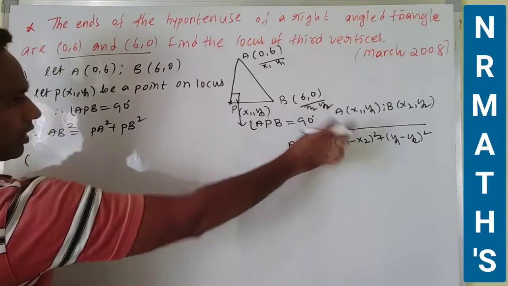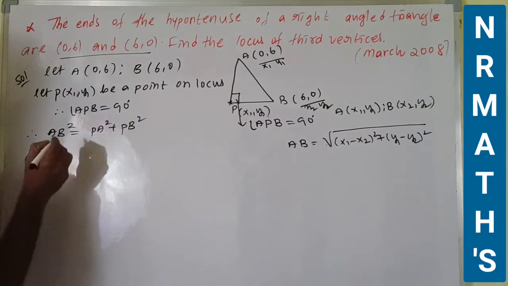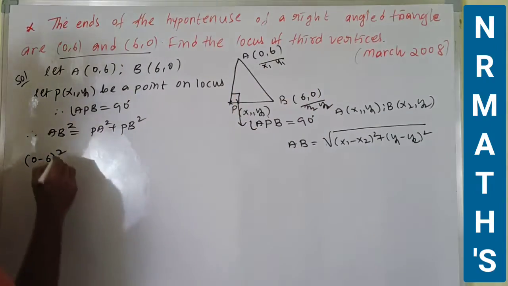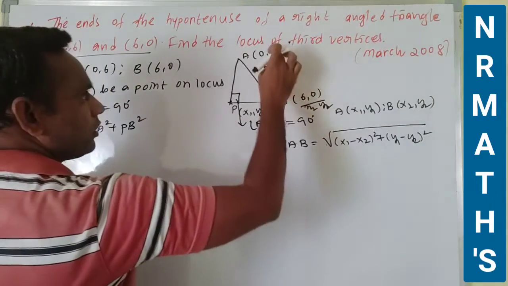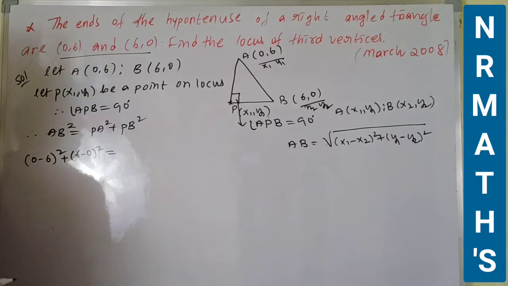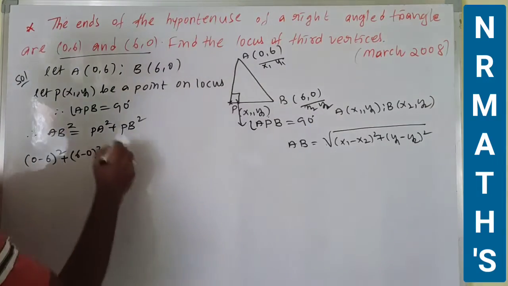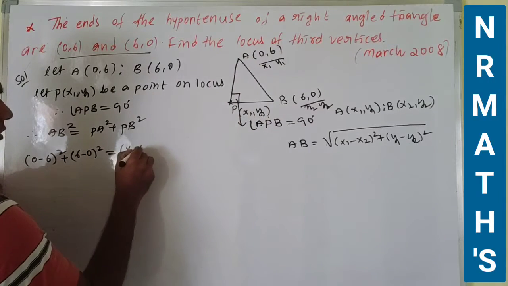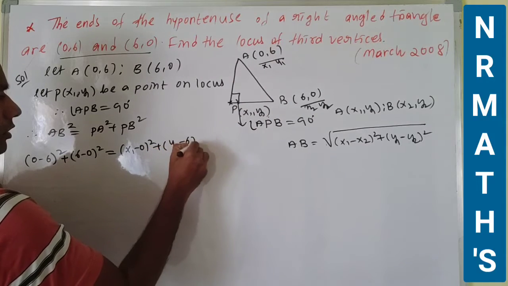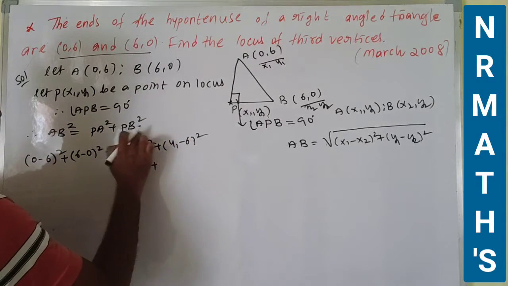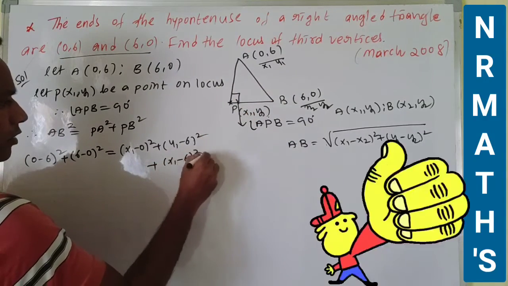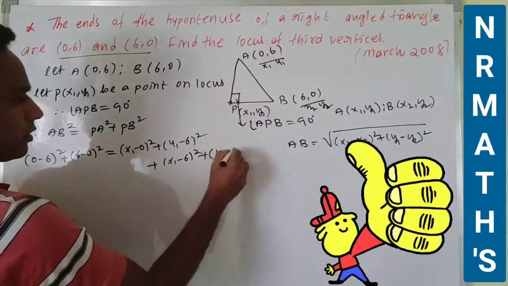Now AB square is (0 minus 6) whole square plus (6 minus 0) whole square, which is equal to PA square, the distance between P and A, that is (x1 minus 0) whole square plus (y1 minus 6) whole square, plus PB square, the distance between P and B, that is (x1 minus 6) whole square plus (y1 minus 0) whole square.